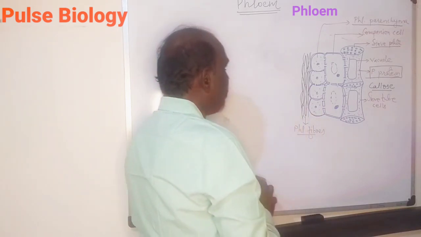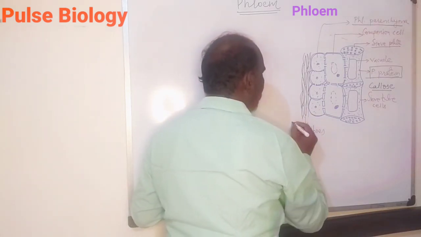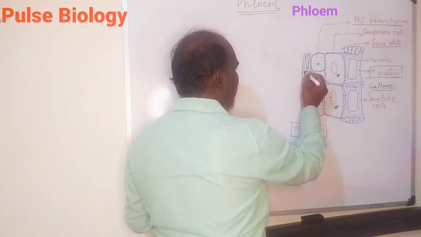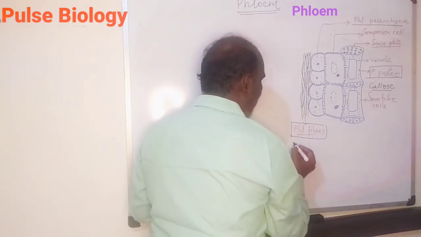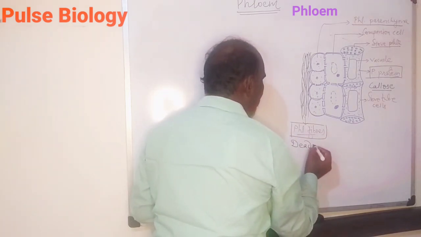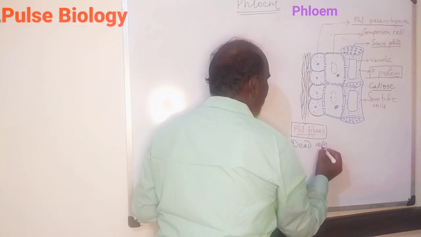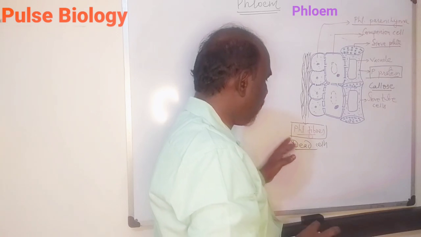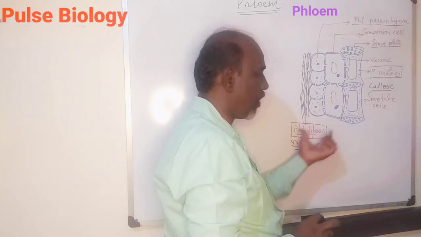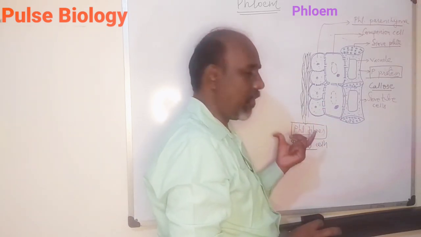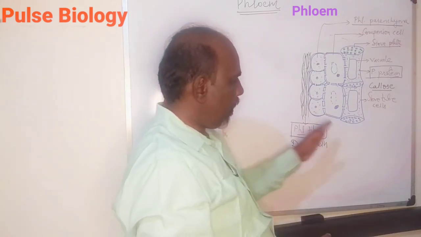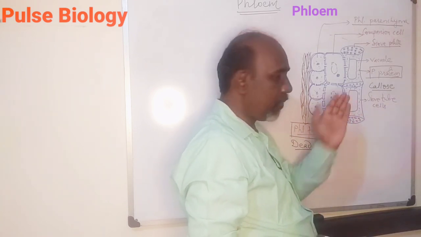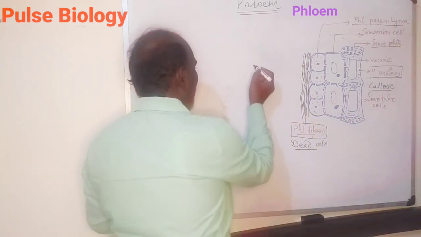The last component of the phloem is phloem fiber, and the fibers you are observing here are many, but these are dead remains of cells. So dead cells we can say, and they are elongated dead cells, therefore they are known as fiber. As they are part of the phloem, they are given the name phloem fiber. Now this diagram is not the complete diagram. From this side also the same diagram will be there.